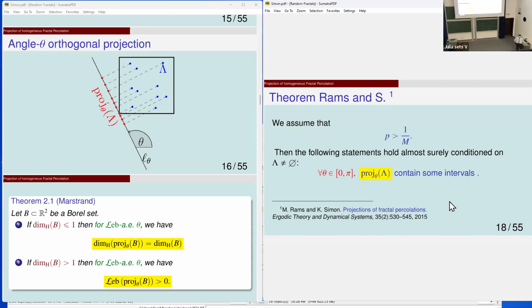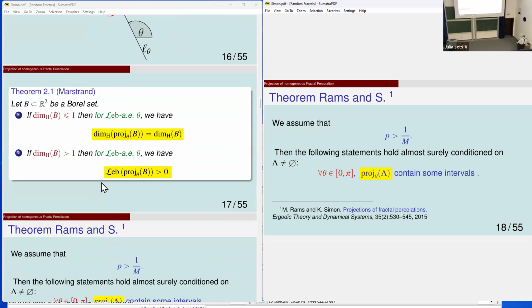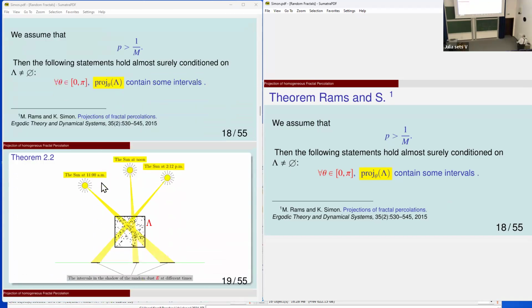The way we normally popularize this, many of you have seen, is that if P is not very big, I would not like to get into how big P, but if P is not very big, then this Lambda is going to be a random dust. So it's a totally disconnected set. And P is bigger than 1 over M, because otherwise you don't have a chance: if P is smaller than 1 over M, then the dimension is smaller than 1. And if the dimension of this set is smaller than 1, then the projection is smaller than 1, and you do not get an interval in a set whose dimension is smaller than 1.